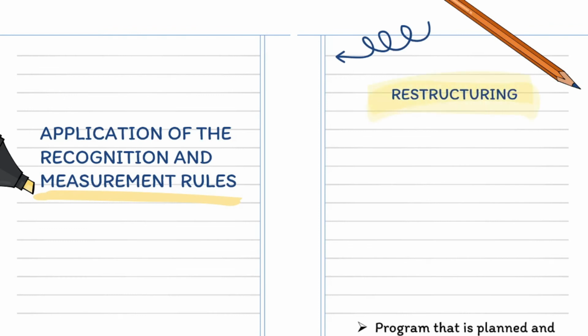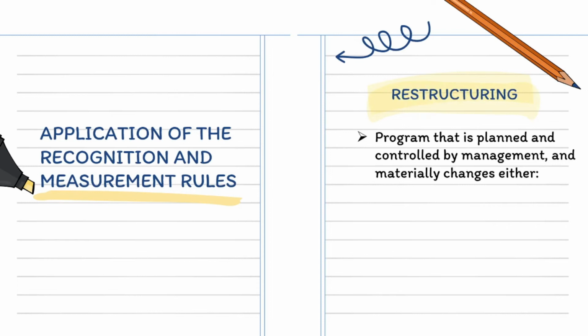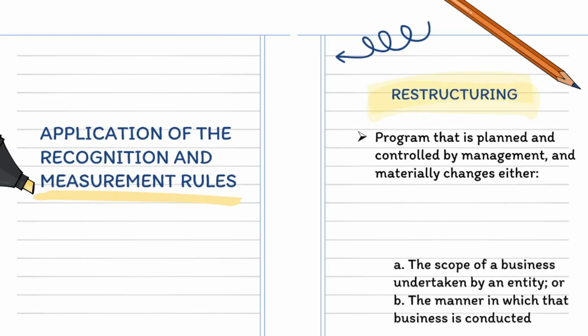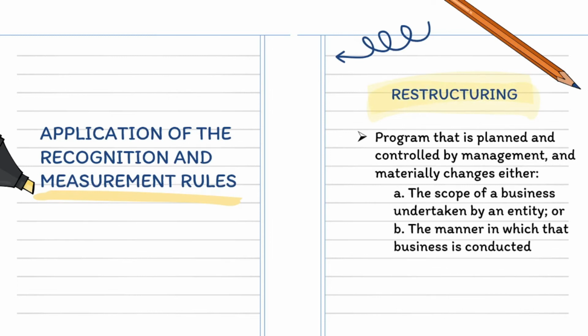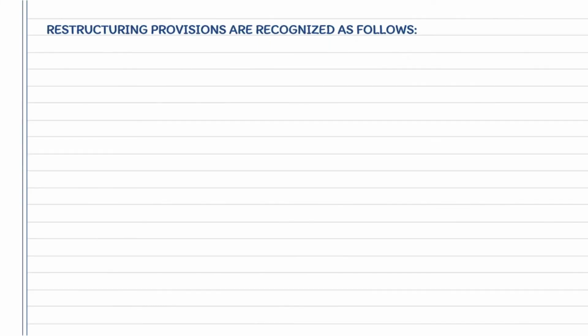Restructuring. It is a program planned and controlled by management that materially changes either the scope or manner of business. To make it simple, ang example ng restructuring is yung kapag nagsara yung isang business location sa isang country or region para lumipat sa ibang location. O kaya naman, nagbago ng product line yung isang business o nagbago ng management structure ng isang entity.